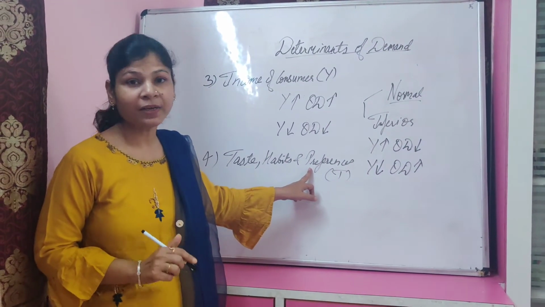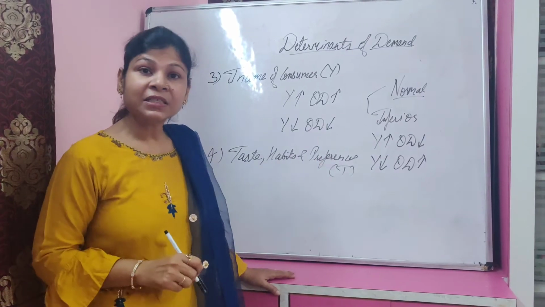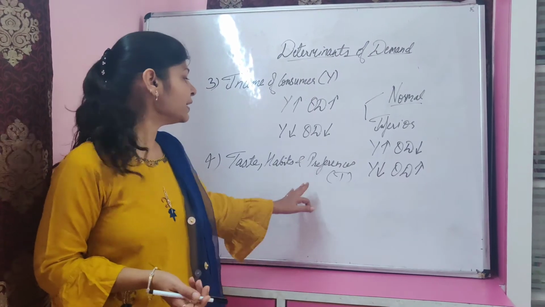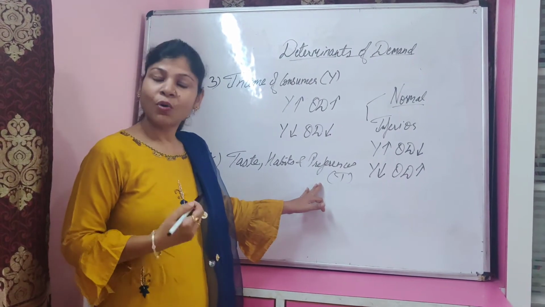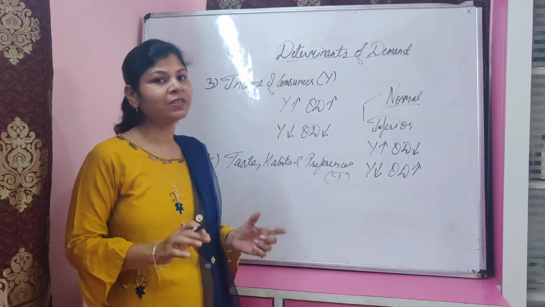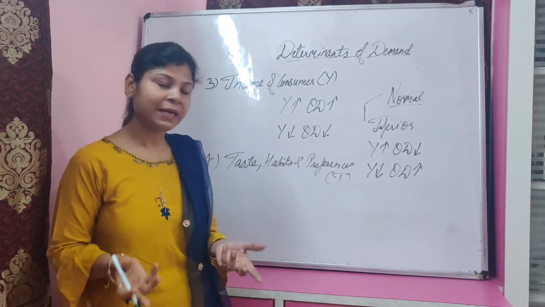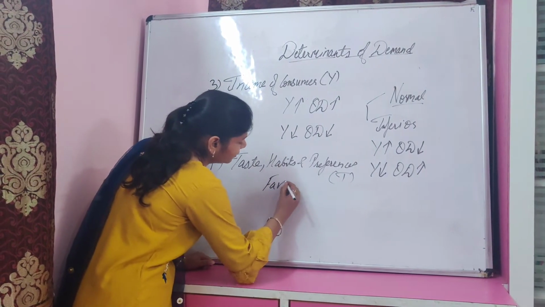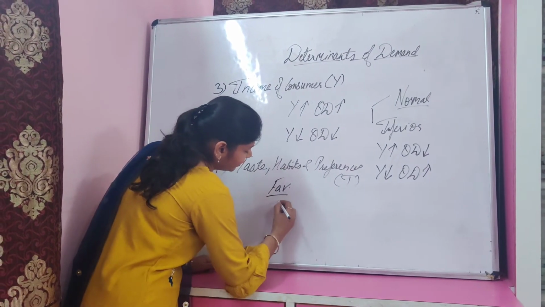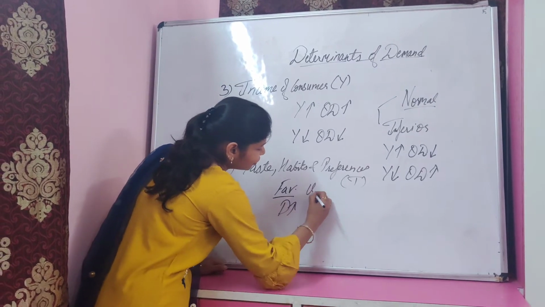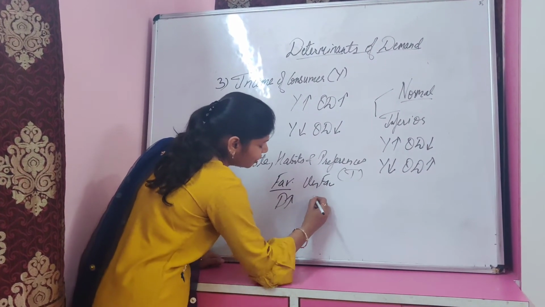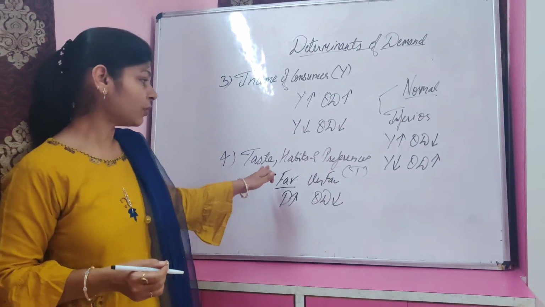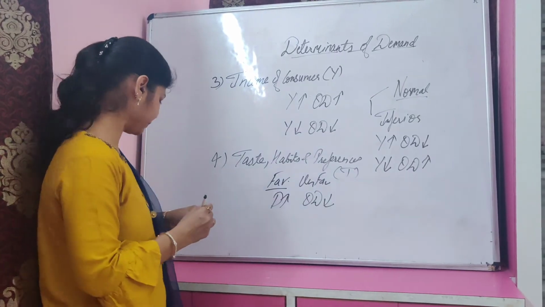Preferences also affect demand. Like in winters, we prefer hot drinks, so demand of hot drinks and soups will increase. And in the case of summers, demand of cold drinks and ice creams increases, because we prefer something cold because of the hot temperature. So simply, in case of favorable conditions, demand will increase, and in the case of unfavorable conditions, quantity demanded will decrease. Climate, fashion, trends, all these factors also affect demand.